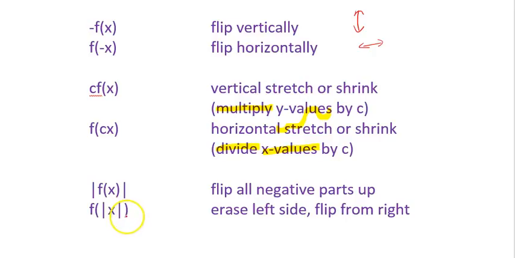If the absolute value is on the inside, that means what you're inputting is coming from the positives. So whatever the graph is, you erase the left side, and then you flip from the right. It should look like a mirror image. It should be symmetric across the y-axis at that point.